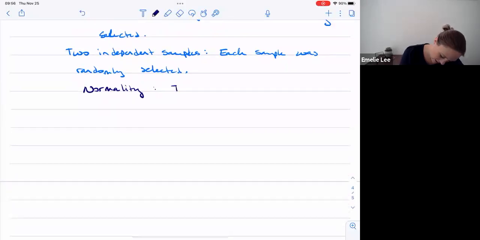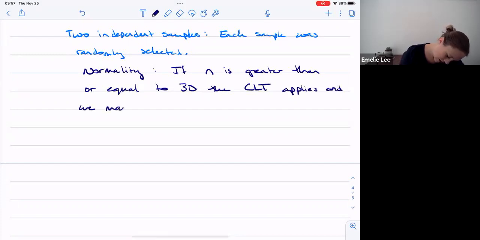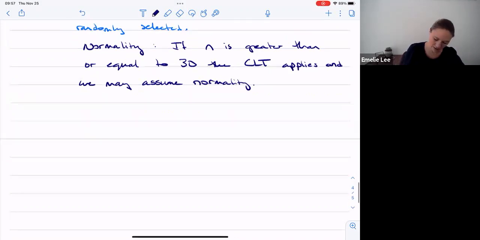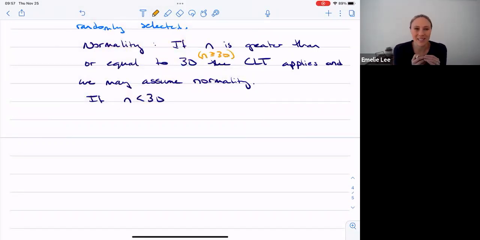So if n is greater than or equal to 30, the central limit theorem applies. The CLT, remember the central limit theorem, applies, and we may assume normality. But if n is less than 30, oh, and I wanted to show n greater than or equal to 30, but I wanted to say it.